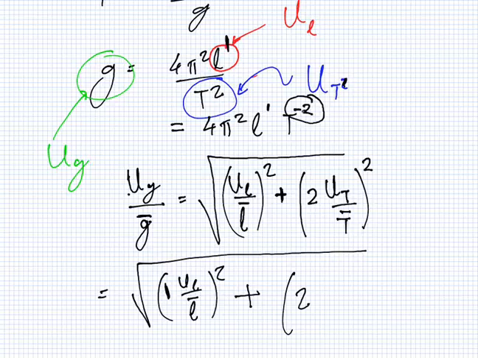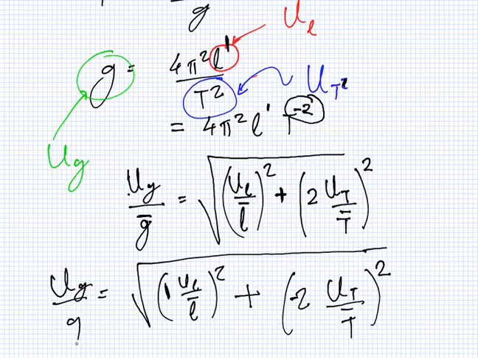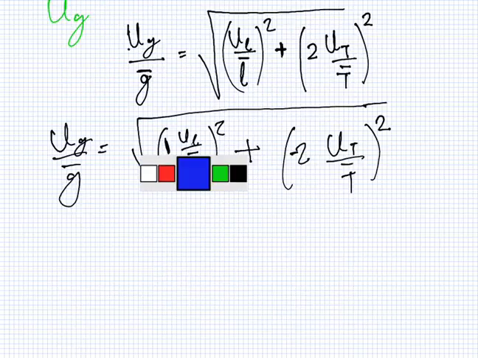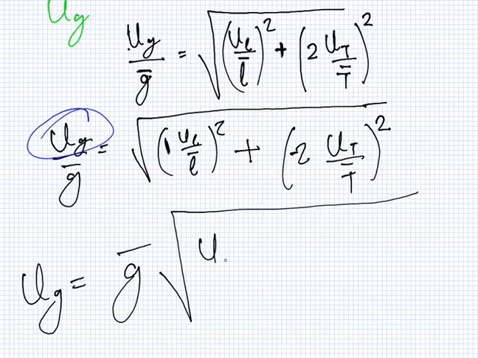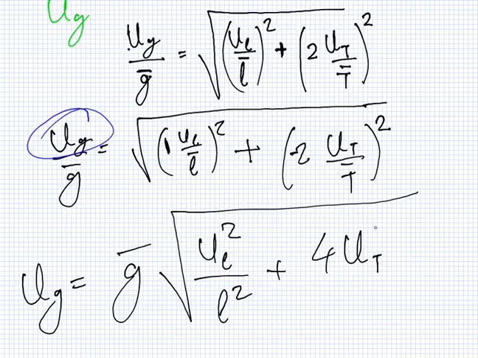And you might say, well, why not minus 2? Well, fine, you can use minus 2, it doesn't matter because you're going to square it anyway. And this is the uncertainty in G over the average value of G. Now, as you were saying, Joshua, you want some numbers in here to get an idea of what's going on. So what are we looking for? We have uncertainty in G equals average G value times the square root of UL squared over L squared plus 4 UT squared over average of T squared.